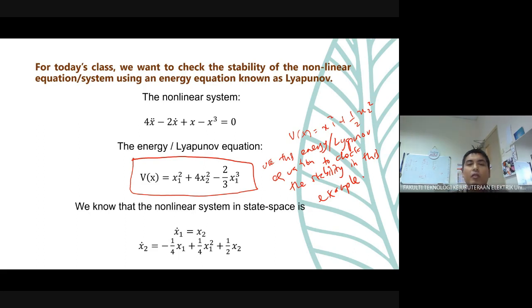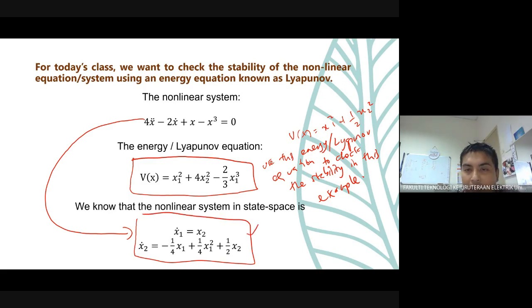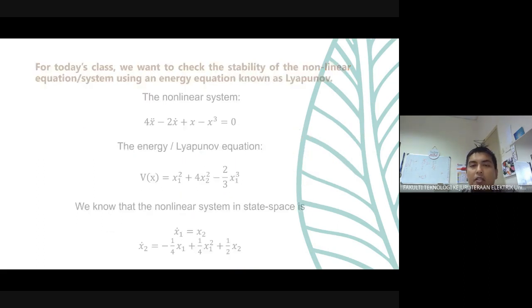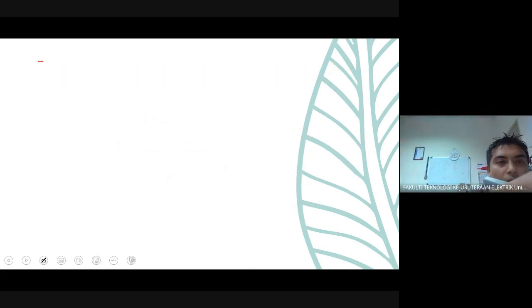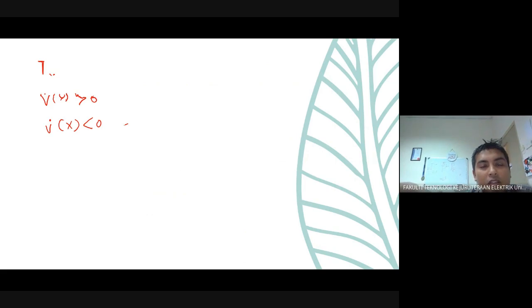In order to proceed, we must have the nonlinear equation in this state space form. After you have this, then you can proceed to solve this equation. As I mentioned before, V dot of x is greater than 0, and we have two types of situation. Which one shows the system is stable, and which one shows the system is unstable?